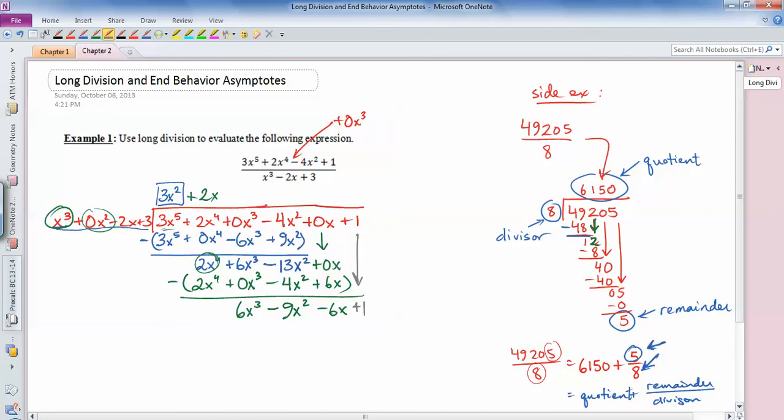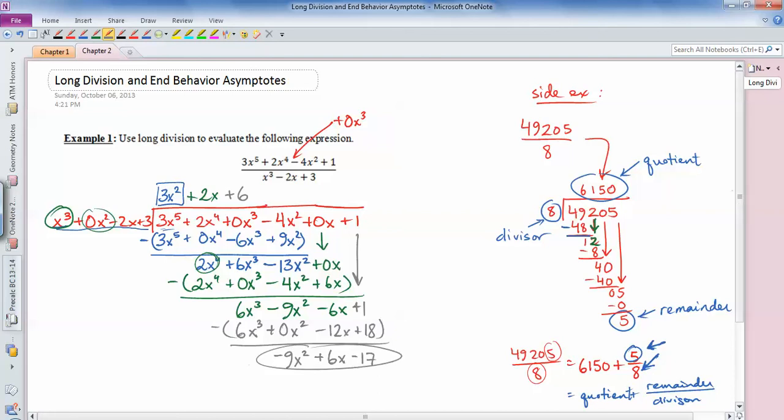So what times x cubed gives me 6x cubed? Well, it's 6. And then if I work this out, I get 6x cubed plus 0x squared minus 12x plus 18. And then if I subtract, 6 minus 6 is 0. Negative 9 minus 0 is negative 9x squared. Negative 6 plus 12x, because of the negative. So that's a positive 6x. And then 1 minus 18 is negative 17. And at this point, that's my remainder now.